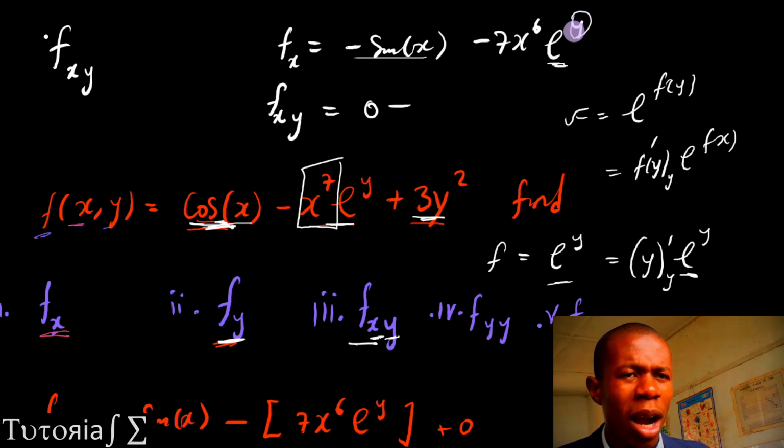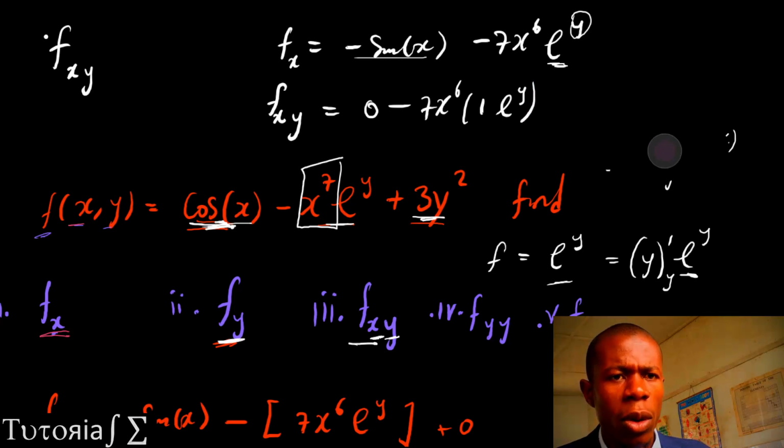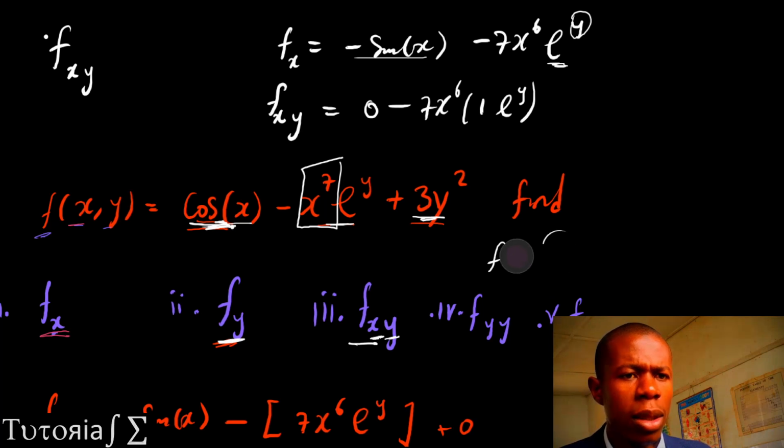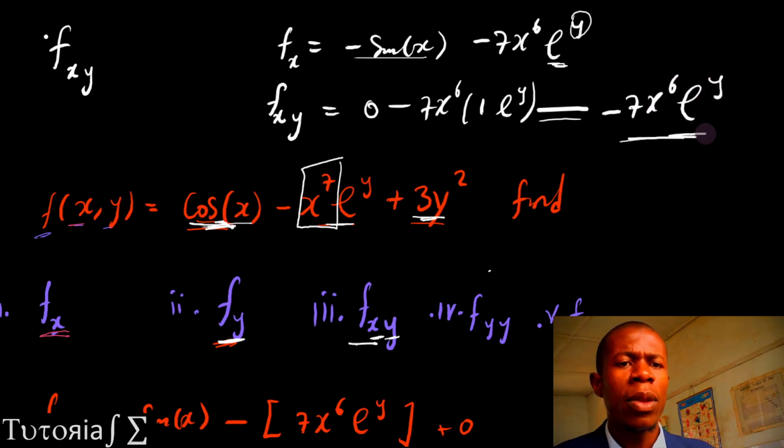Differentiating y, it's simply 1. So we have this negative 7x to the power 6. Dropping the power and differentiating it, that will be 1. Then this will be e to the y. So this simply becomes equal to negative 7x to the power 6 e to the power y. So that is the derivative of f with respect to x, with respect to y.